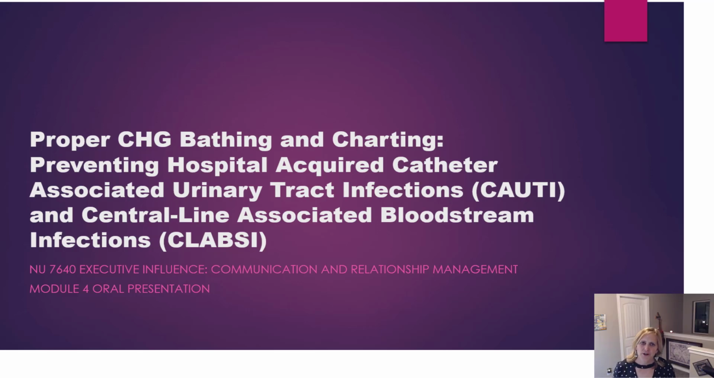Hey team, it's Michelle. The unit recently had a patient who contracted both CAUTI and CLABSI while in our care. We reviewed the charting for the patient and it was found the CHG bathing was inconsistent or not charted properly. So we're going to do a little education on proper CHG bathing and charting.